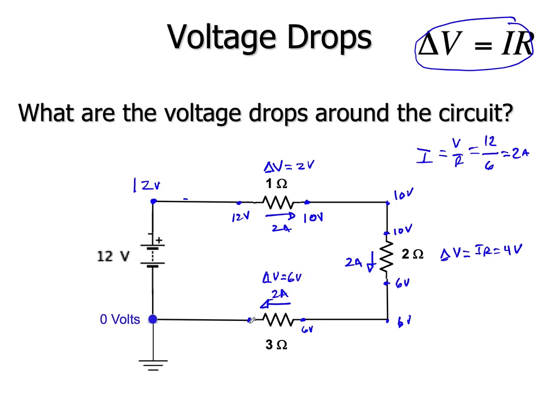I'm back down to 0 volts, which takes me all the way back around the loop. In every single case, this will be true. You're going to lose all the potential that the battery gave you. Now, you might say, wait, what would happen if you didn't? Well, you'd run into an interesting problem.